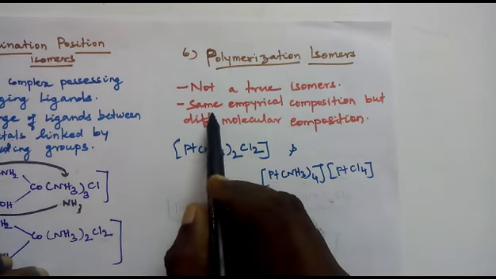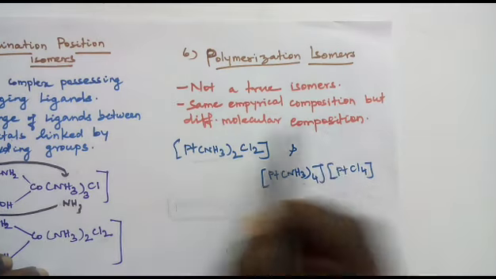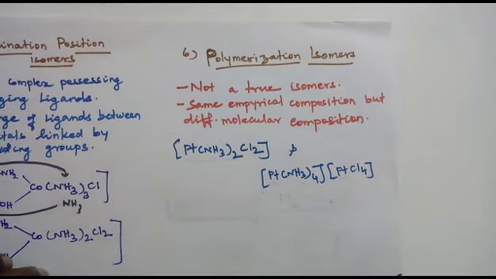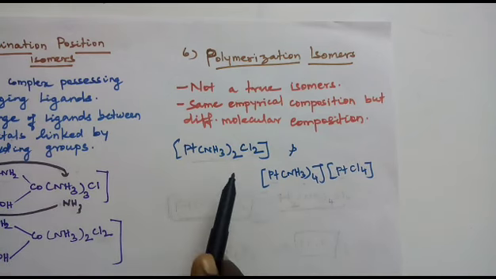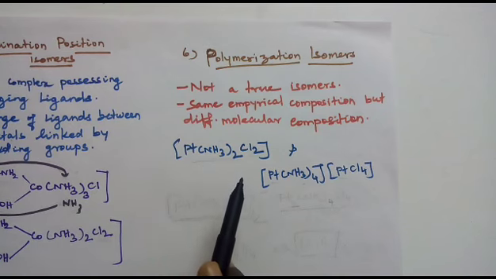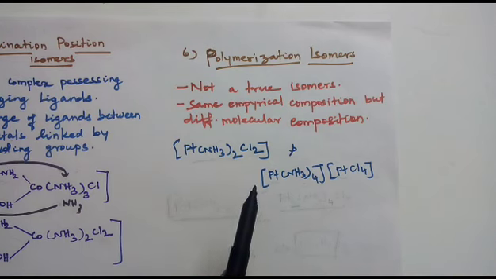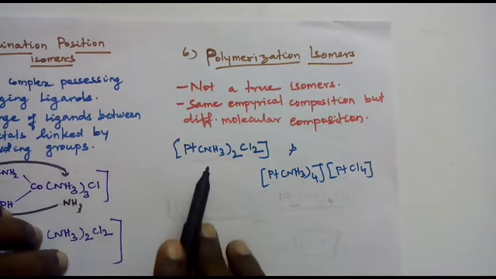And look at this word: same empirical composition but different molecular composition. Anyway, isomerism means there should be some similarity. In the previous case, what? Structure varies but molecular formula should be similar. But here, molecular formula is not similar. However, you need to get some similarity, then only you can put it in the folder of isomerism. So what is the similarity between these two? This is a monomer, this is a dimer.